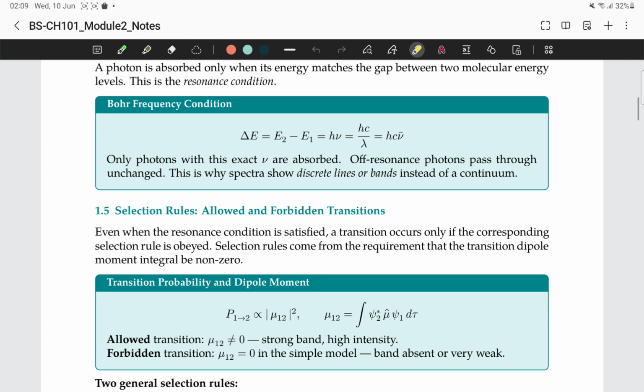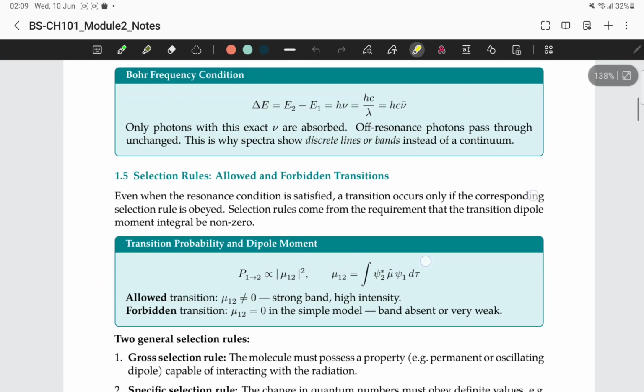If the photon is not in resonance, it passes right through without any interaction. This is exactly why spectra show distinct lines or bands instead of a continuous rainbow. I hope it is clear.